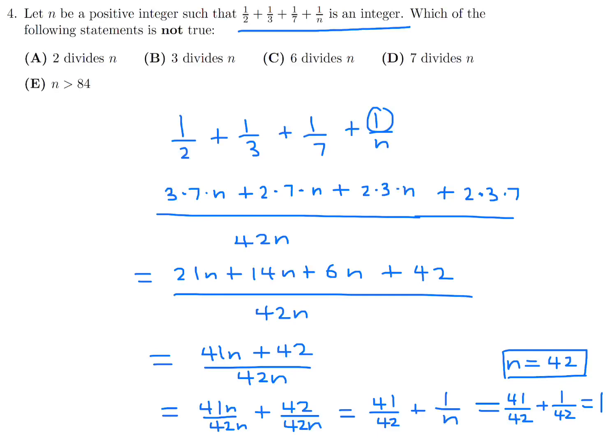Now let's look at what they give us as answer choices. Does 2 divide n? Yes. Does 3 divide n? Yes. 6 divides n? Yes. 7 divides n. n is greater than 84. That is not true. So the answer to number 4 is E.